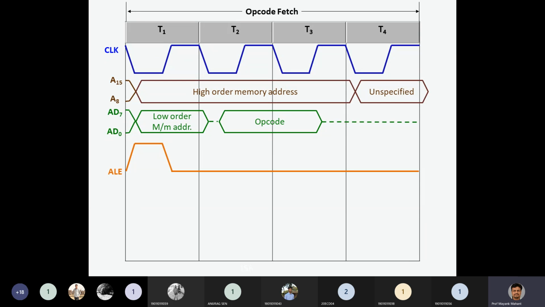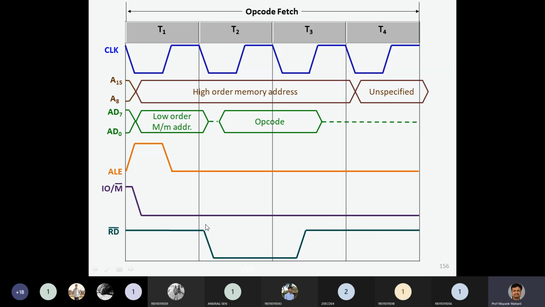You know what address latch enable is. As AD0 to AD7 are used in multiplexed form, when to treat the lines as data and when as address is specified by your ALE. So ALE will become 1. Once your address is available, your memory is read by making IO/M bar 0, which means you are going to read memory. Whenever your read signal becomes 0, whatever the opcode is would be read into your CPU. This is opcode fetch.